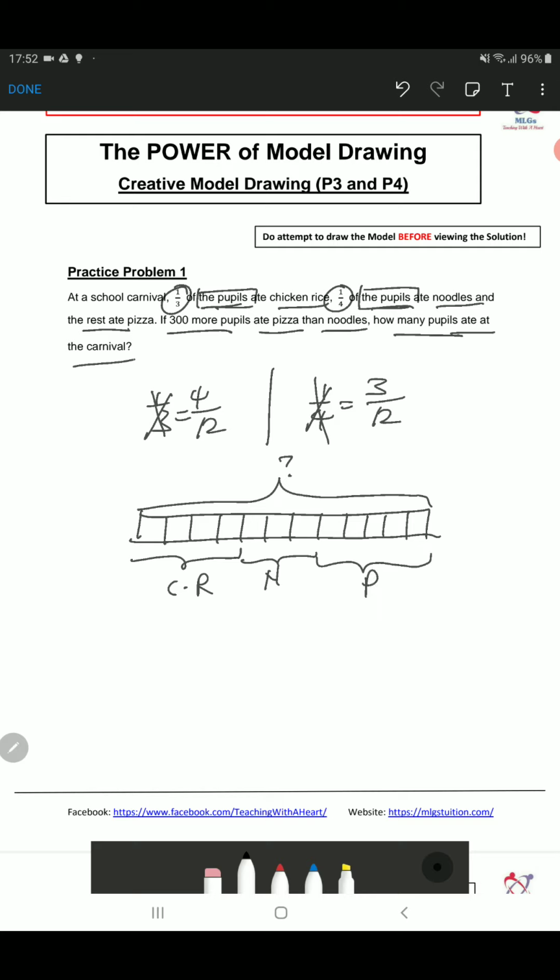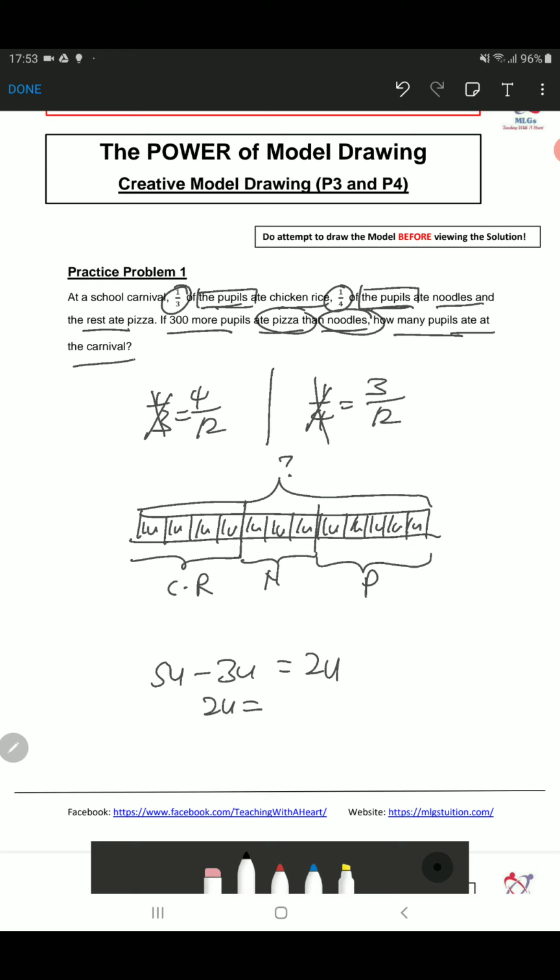Alright, now whenever you see more than, you need to compare the two kinds of food. 300 more pupils ate pizza than noodles. So you have to compare these two groups. So pizza has how many units? Now if you look at the model, pizza has 5 units. All the boxes inside, because they are the same, you can call them 1 unit each. Every box that looks identical or equal, you call 1 unit. So there are 5 units of pizza, and the noodles is 3 units. So how many more units of pupils ate pizza than noodles? 2 units more.